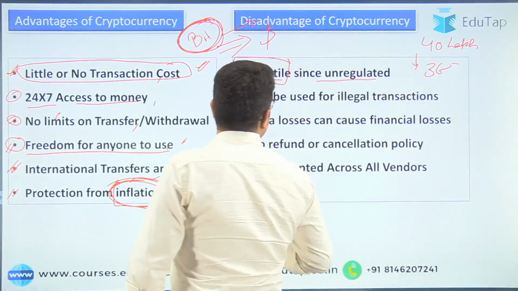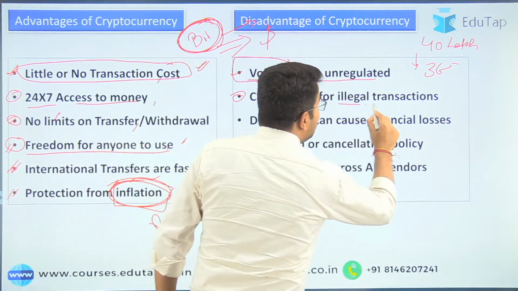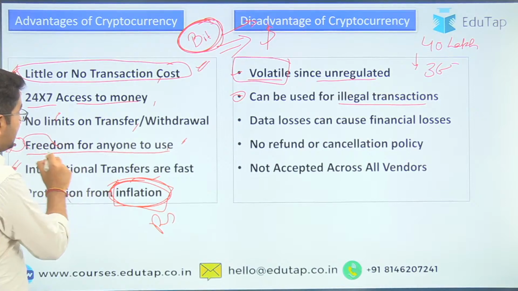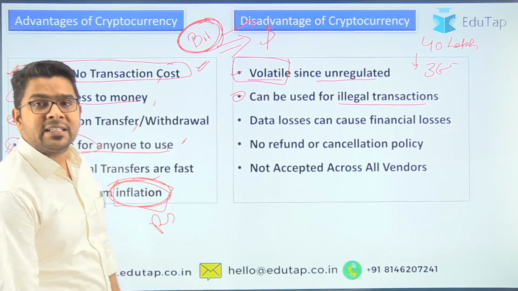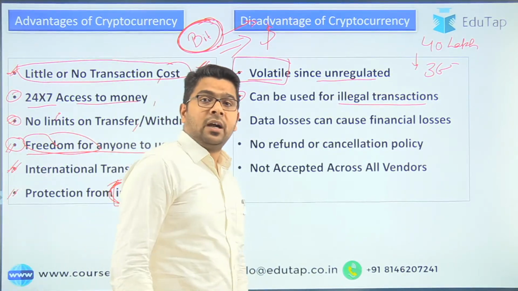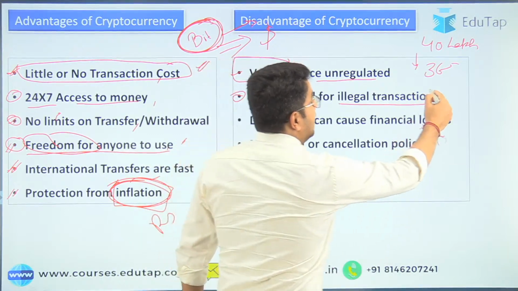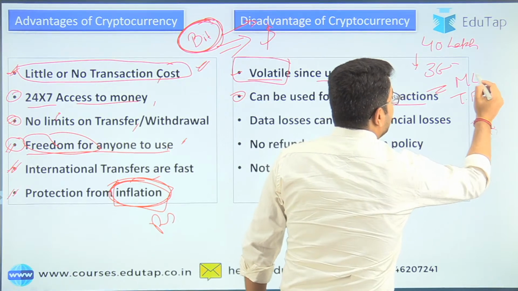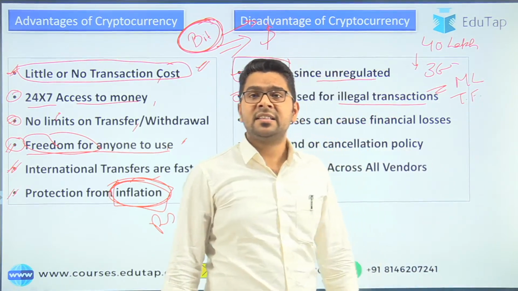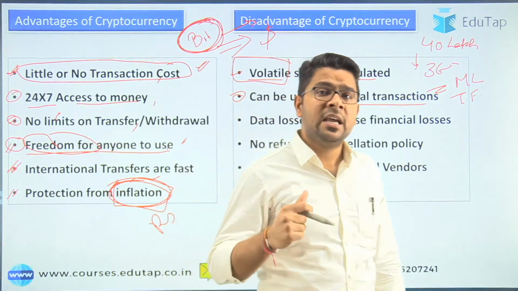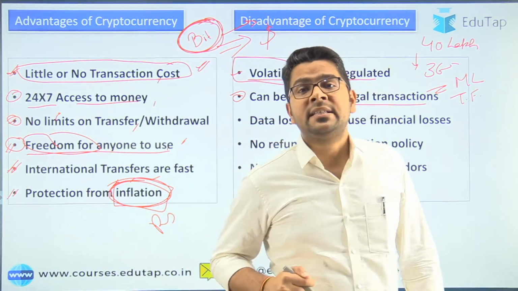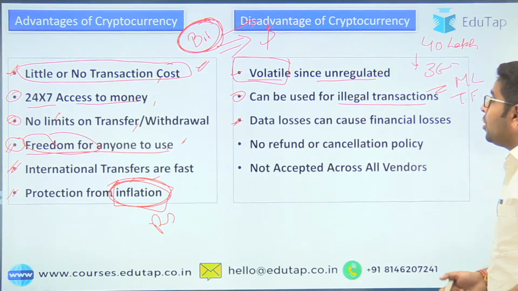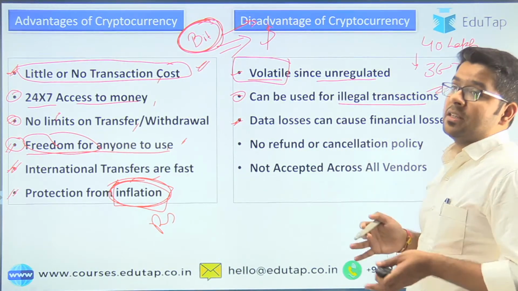Then the next point is that it can be used for illegal transactions. Guys, here we have discussed that it has freedom for anyone to use. No documentation is required, no KYC is required. So money laundering and terror financing are very easy. Illegal transactions and hawalas are very easy with the help of cryptocurrency.